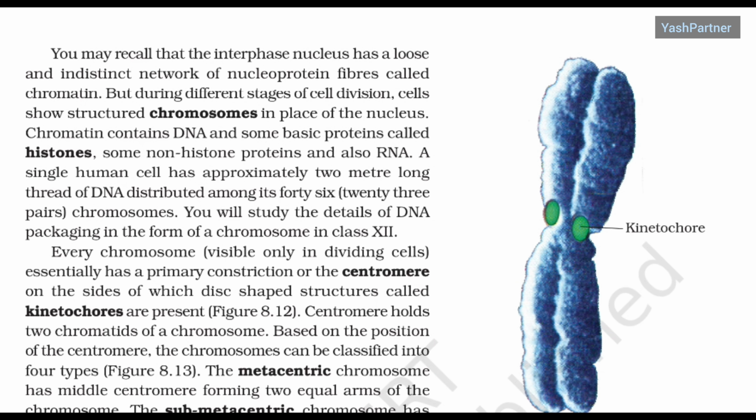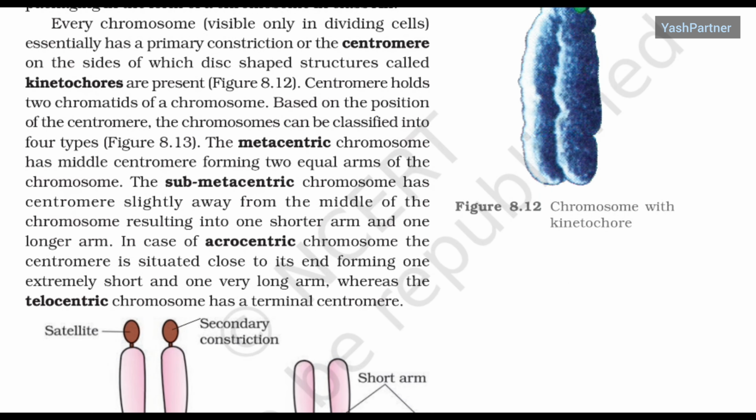Every chromosome that is visible only in dividing cells essentially has a primary constriction or the centromere, on the side of which disc-shaped structures called kinetochores are present. Figure 8.12. Centromere holds two chromatids of a chromosome. Based on the position of centromere, the chromosomes can be classified into four types.